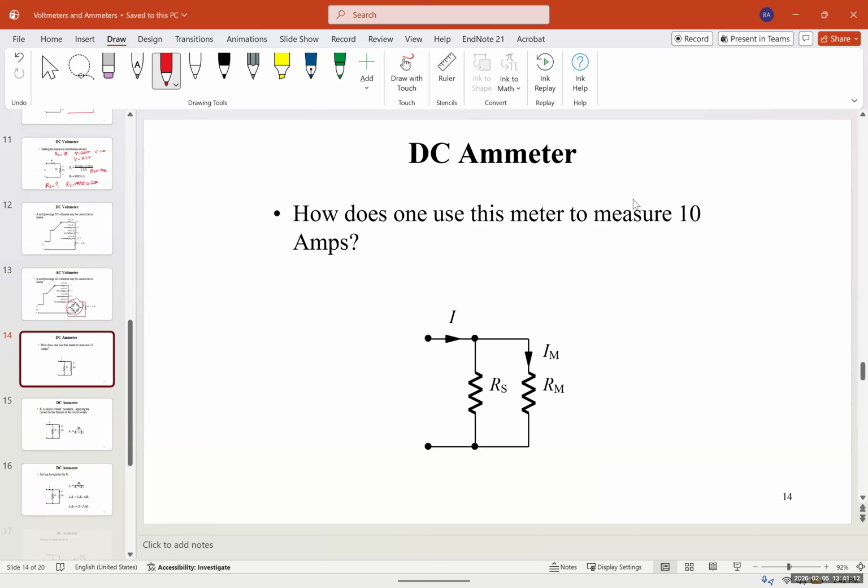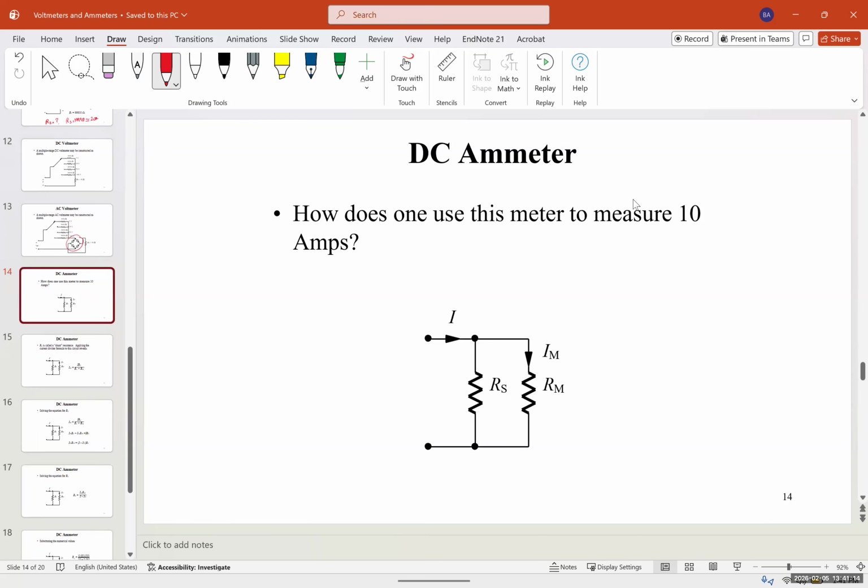Now, if we want to use the same thing for an ammeter, we can use the same multimeter that we have, the analog multimeter, but this time to measure the current. The only difference is in a voltmeter, you have to put the resistance in series. For an ammeter, it's in parallel.